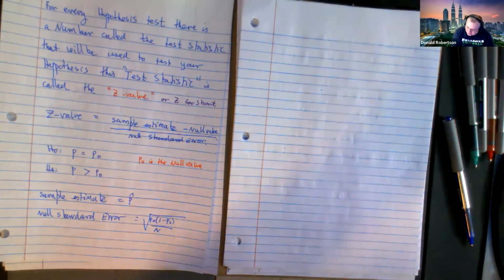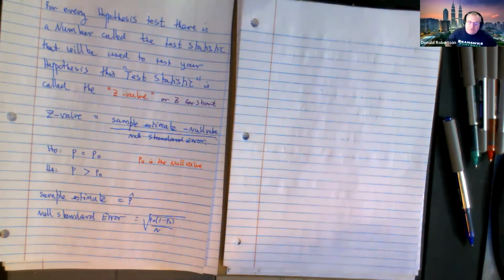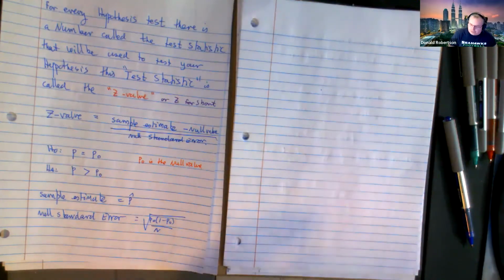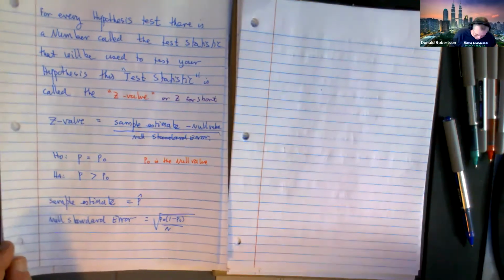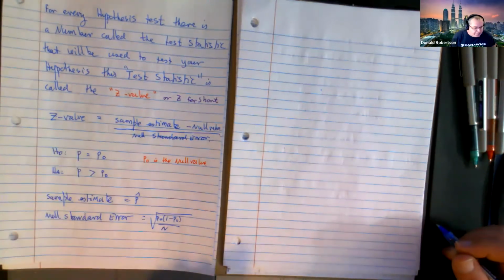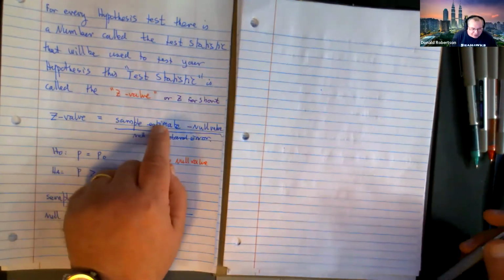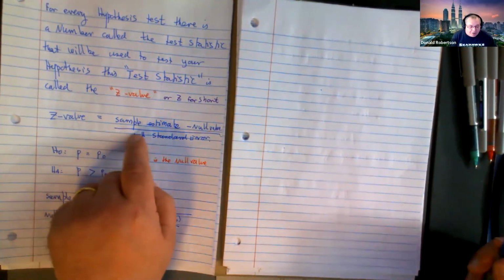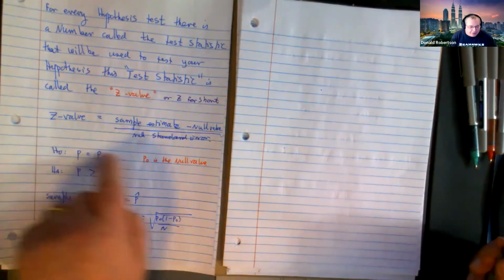It's like a sliding scale, and the bigger it is, the more sure your idea, your alternate hypothesis, your alternate theory, is going to be correct. Big Z scores are good for you. Now, to calculate the Z value, it's the sample estimate, take away the null value, divided by the null standard error. We're going to put that into an equation later.